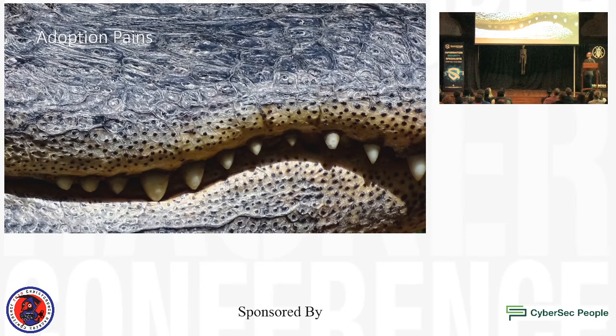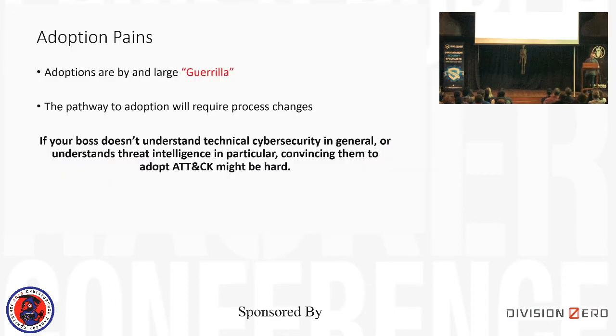So let's leave car crash behind, and let's talk about some of the adoption pains behind ATT&CK. Where ATT&CK is adopted, it's often adopted from the bottom up. And this is probably due to low maturity, so it might improve over time. I think I've seen one government RFP that mentioned something like ATT&CK in its methodology recently. And one of the issues with these bottom-up approaches is that the process changes they often require are locked behind people who make decisions, as opposed to a top-down change where that desire is kind of implicit. If your boss doesn't understand cybersecurity or technical cybersecurity, convincing them to adopt ATT&CK might be pretty hard.